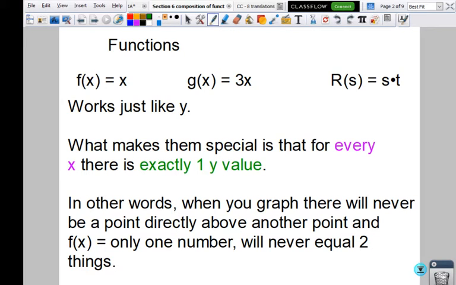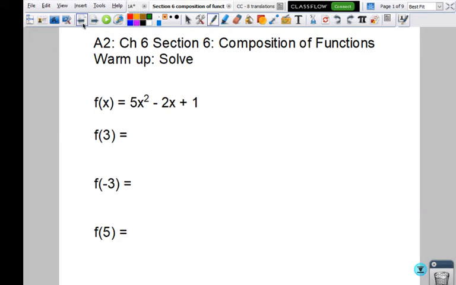All right. So actually, let's do one part of the warm-up together just to get you guys in the swing of things. We're not going to put it on Socrative or anything. We're just going to do it together.